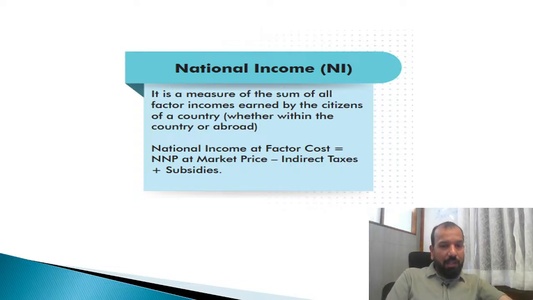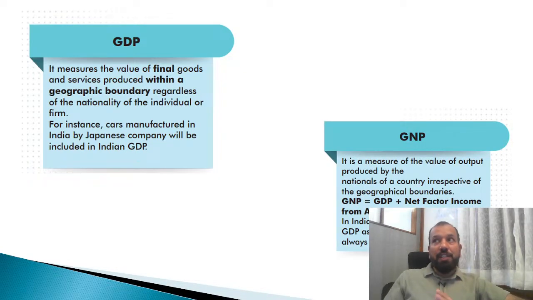So national income at factor cost is NNP at market price minus indirect taxes plus subsidies. Okay, it's very simple. Then the GDP and the GNP. GDP measures the value of the final goods and services produced within geographical boundaries, regardless of the nationalities of the individuals or firms. For instance, cars manufactured in India by Japanese companies will be included in the Indian GDP. Whatever products and services are manufactured within the geographical boundaries of India, even by foreign companies, will be considered under the GDP.